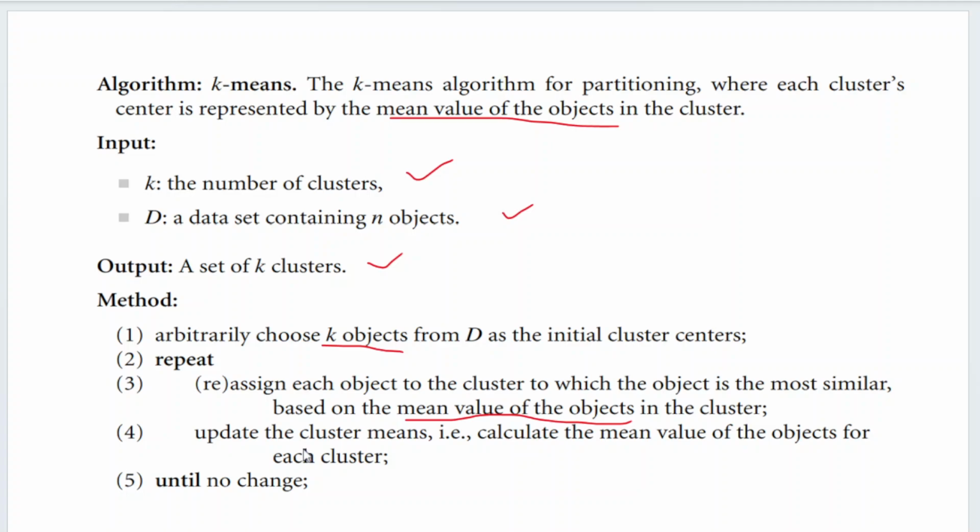And update the cluster means: next we have to find the new cluster means, calculating the mean value of the objects for each of these clusters. Based upon the new mean values, again for the rest of the data objects I have to calculate the distance values, and then I have to assign the cluster assignments. These two steps will be repeated until there is no change in each iteration. So this is the algorithm of K-means.